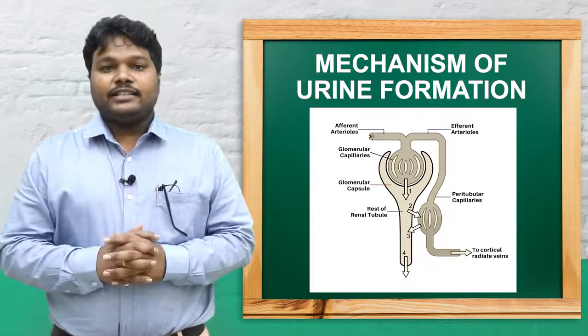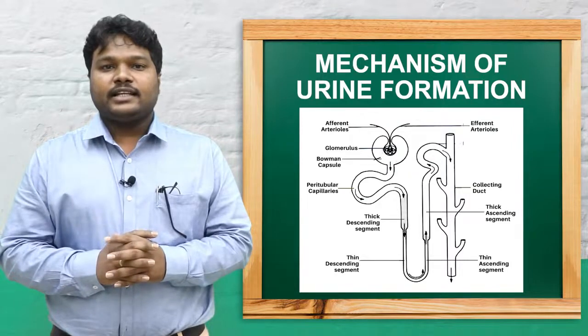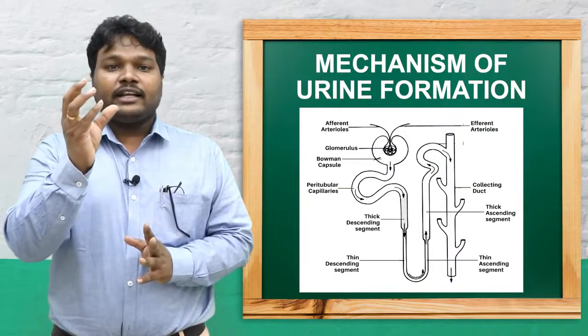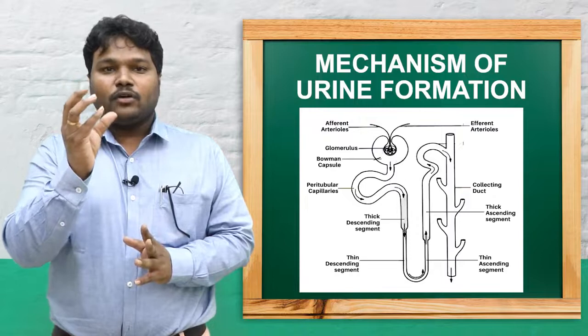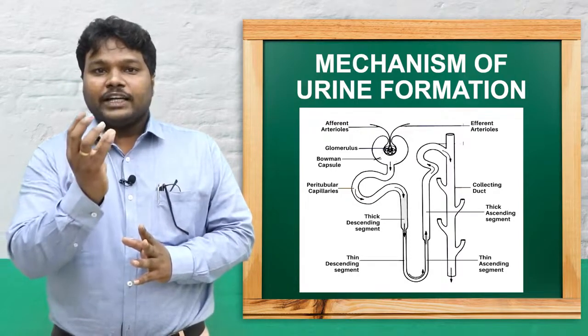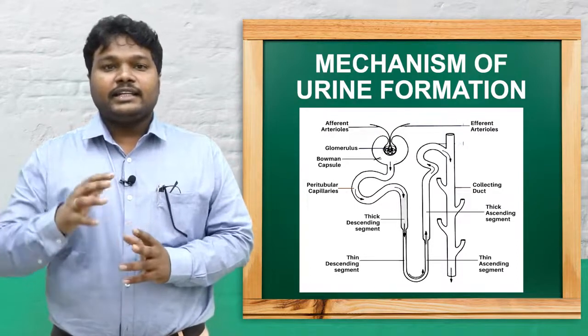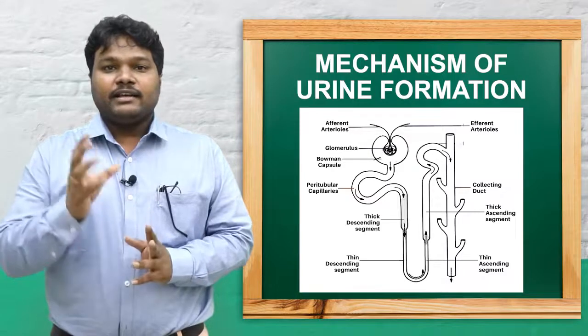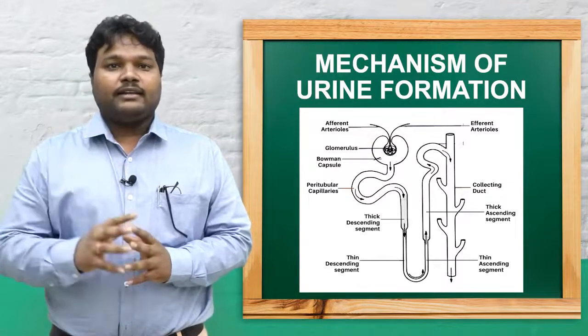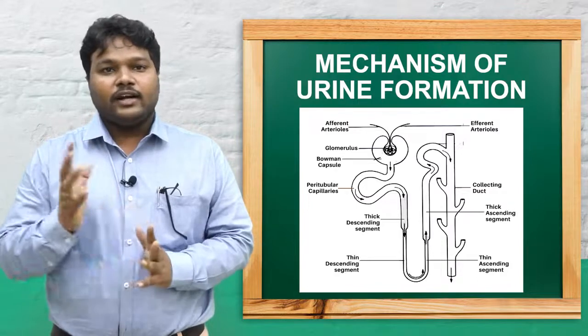And the next one is tubular reabsorption. In tubular reabsorption, the filtrate from the glomerular capillaries settles down in Bowman's capsule, and it passes through the tube of the nephron. There, tremendous changes take place in the fluid collected from the glomerular capillaries, both in quality and quantity.